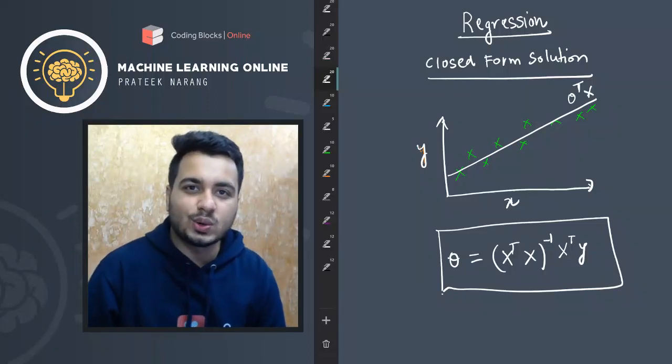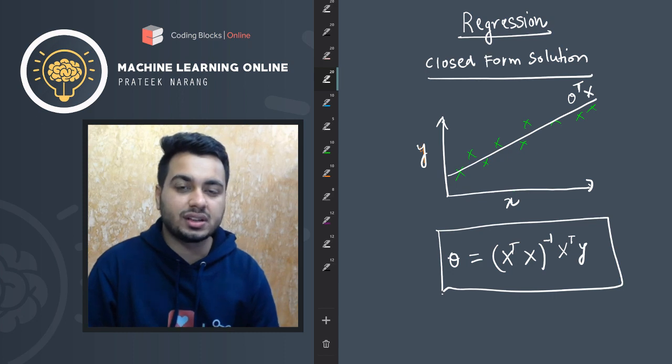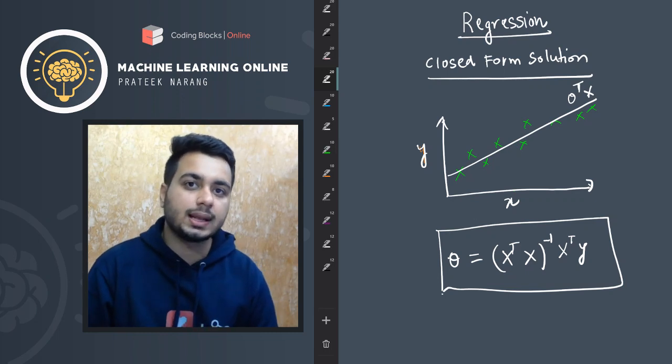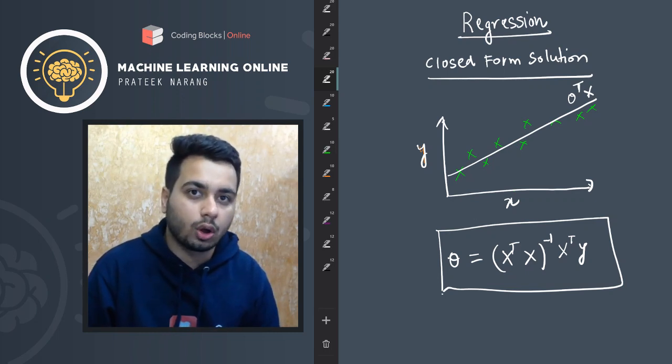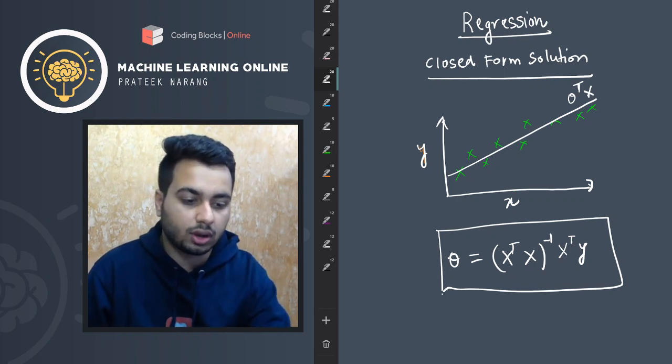Hi everyone, welcome to this video on the closed form solution of linear regression. In linear regression we studied one algorithm, gradient descent, which helps us minimize the squared error loss, right? But in this video I'm going to show you there is another method, called the closed form solution, which will help you find the right set of theta by just using this formula.